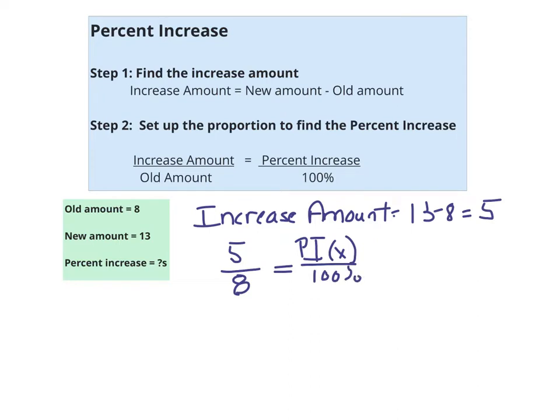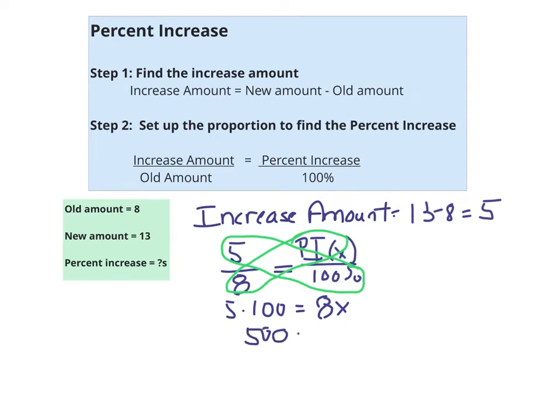Now, you remember how to solve proportions. We're going to do cross multiplying and get one side of our equation. So I have 5 times 100 on this side, and on the other side I'm going to cross multiply the 8 times my unknown, and we'll get 8x on this side. We're going to multiply the 5 times 100, and we'll get 500 on the left side of the equation, and 8x on the other side.